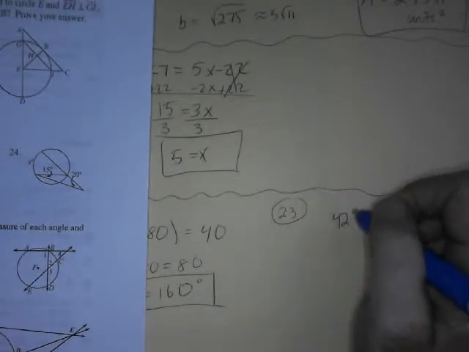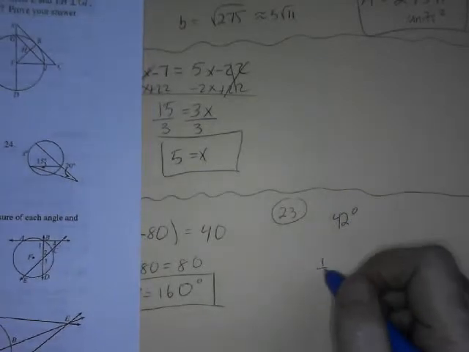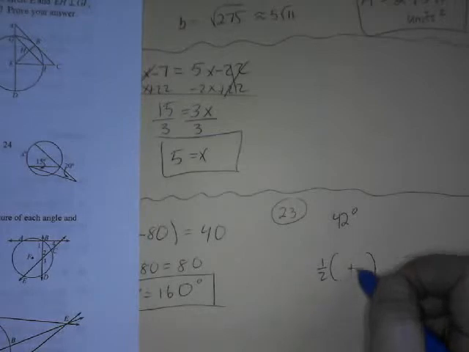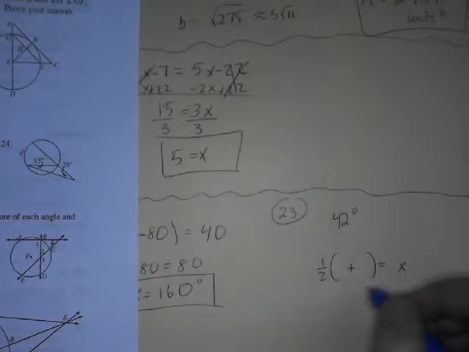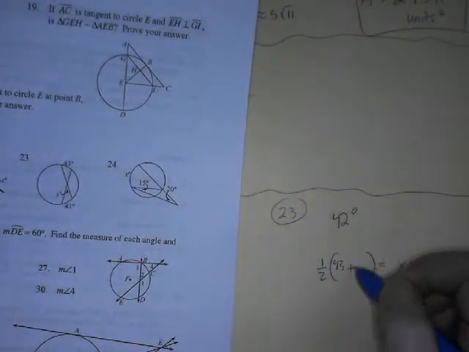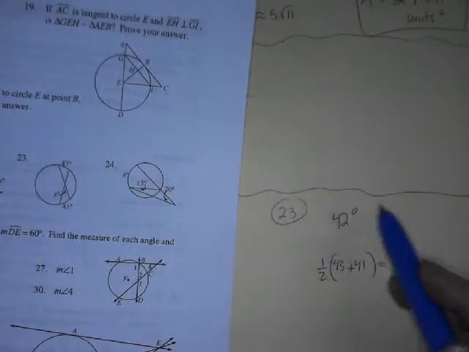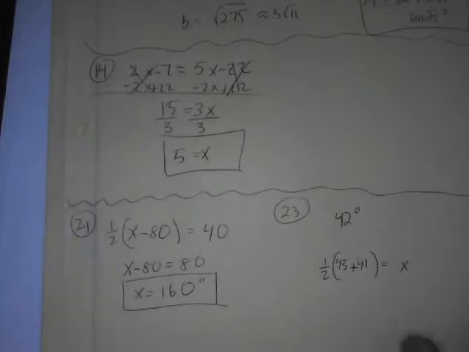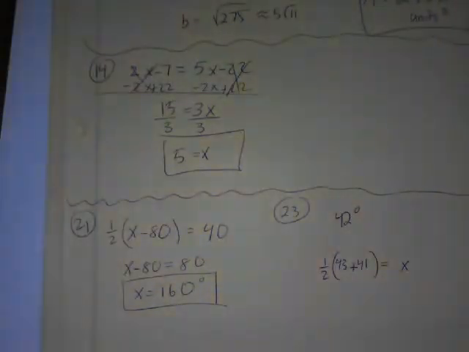Because it's 1/2 of the sum of the arcs, right? It was 43 and 41. So we did all that. I think 42 is what I got. Let's look and check it. And I think we'll be out of time for this video. Let's check it. Number 23. Yep, 42.